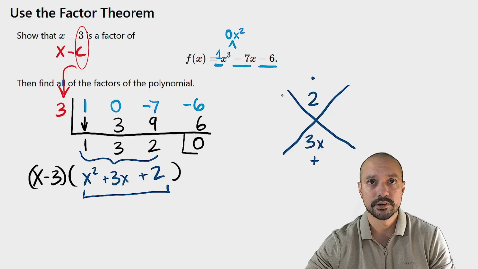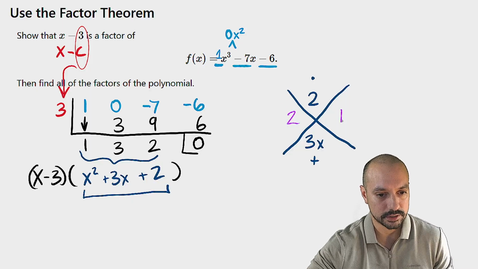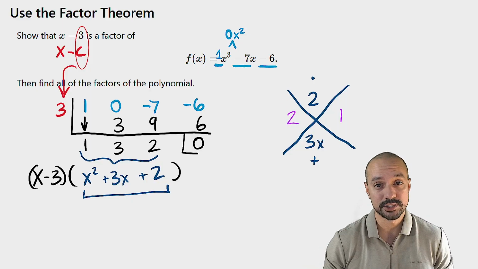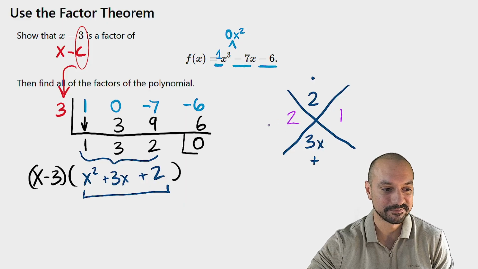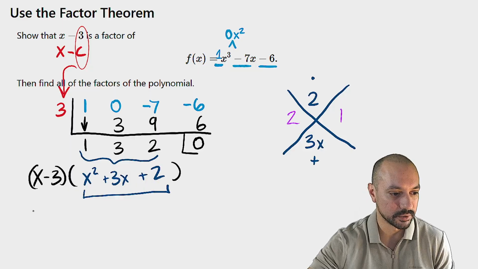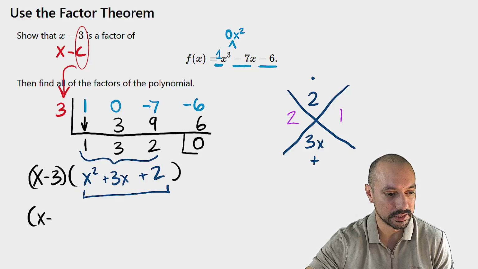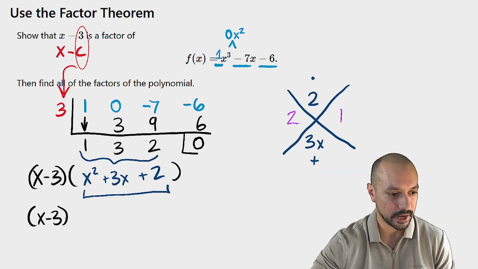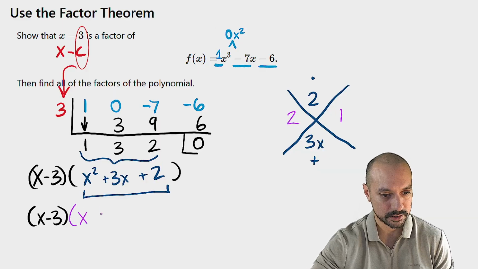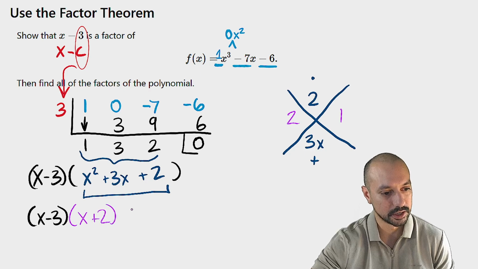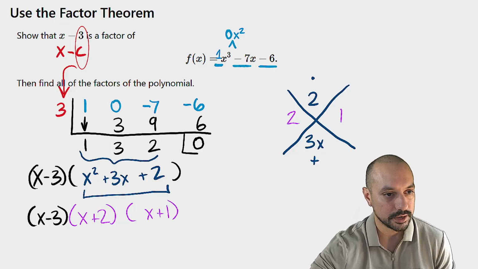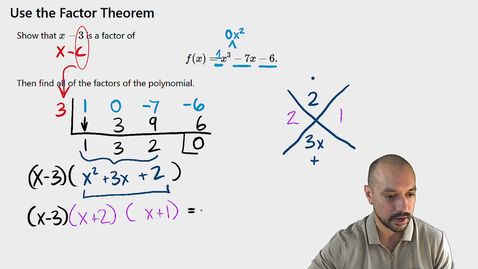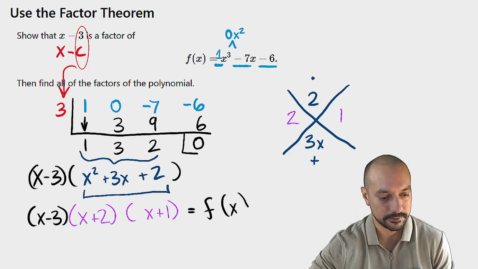The two numbers that are going to do that for me are 2 and 1. 2 times 1, if I check it, makes 2, and 2 plus 1 makes 3. That's exactly what I wanted. I can go ahead and rewrite this one last time, completely factored out. We get x minus 3 times the quantity x plus 2 times the quantity x plus 1. And now our function f is completely factored out.